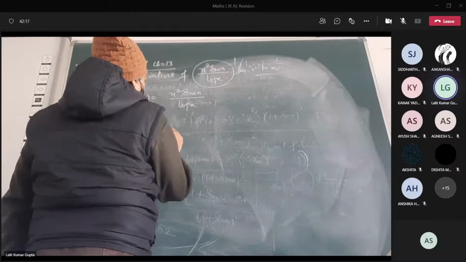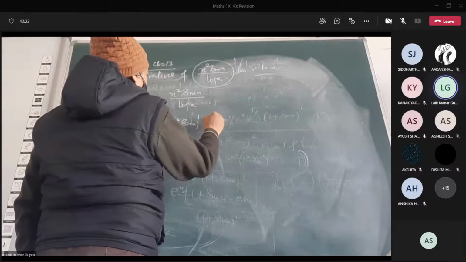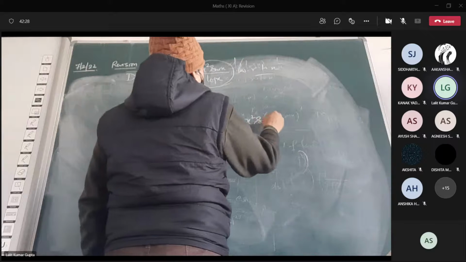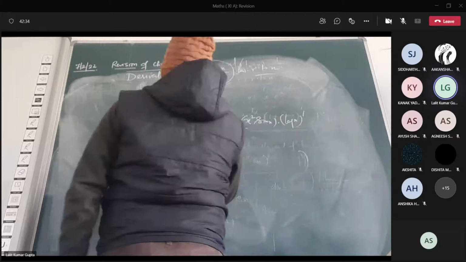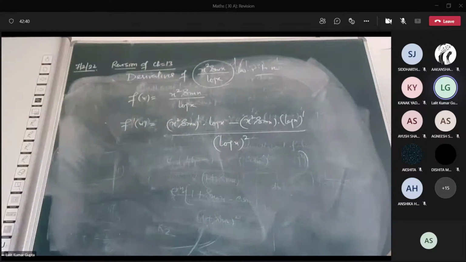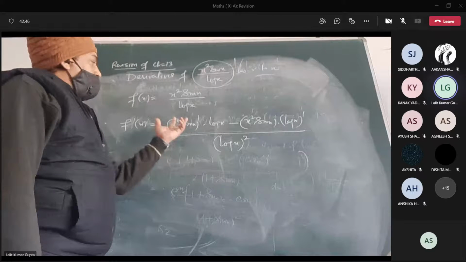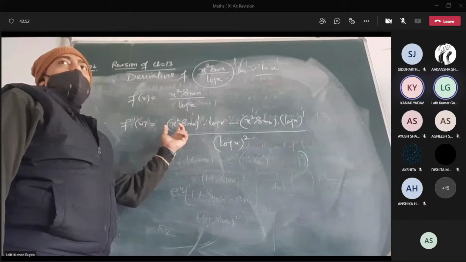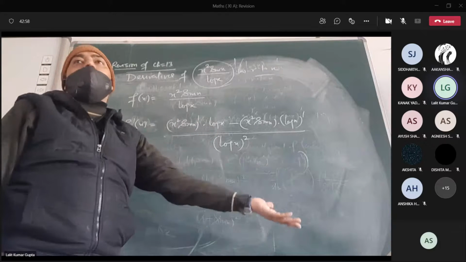This says derivative of numerator and denominator as it is, minus numerator as it is into derivative of denominator, whole divided by denominator square. Now see here beta, if we have to differentiate, which rule do we have to apply here? Product rule. So this is quotient cum product rule.